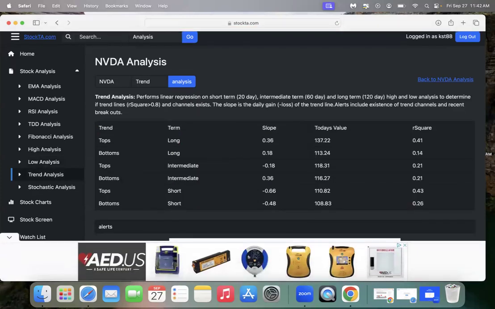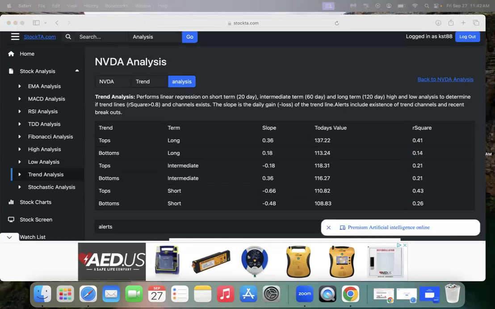The trend is what I find very interesting. The trend calculates the trend lines using linear regression for short term, intermediate, and long term. The higher the R squared value, the better the trend line is at predicting tops or bottoms. When both the top and bottom trend lines have high R2 scores, that means you have a very strong trend channel, and that's more tradable.